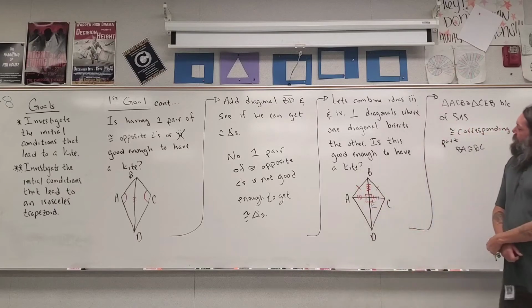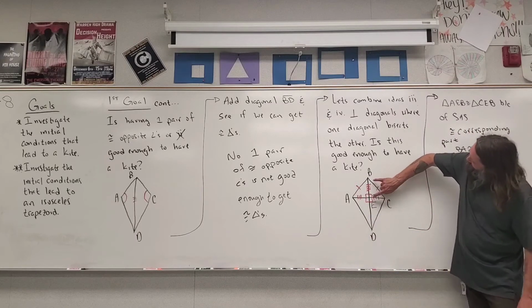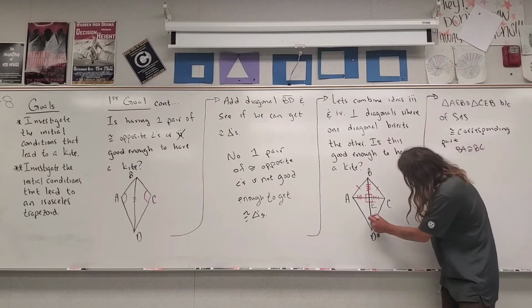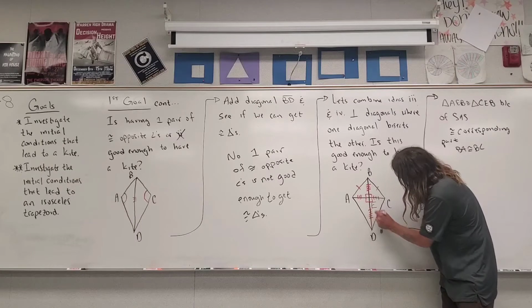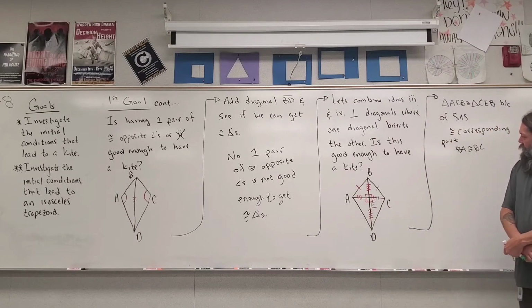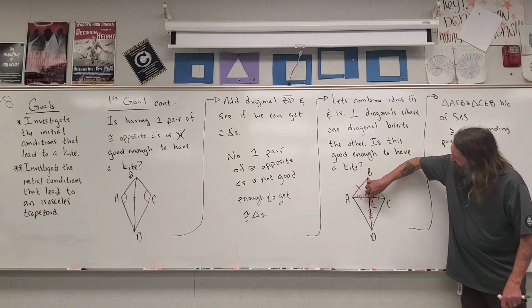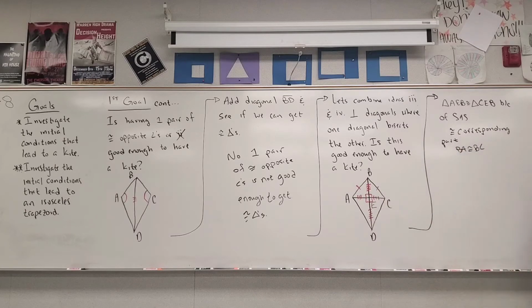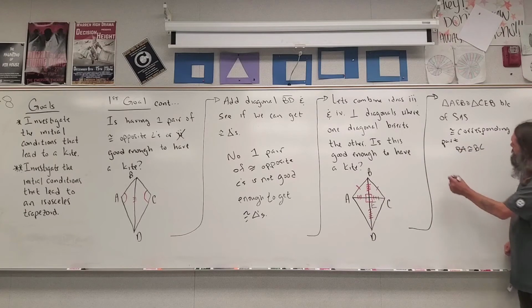Okay. Now, I can't assume that this is the same as that. So what I'm going to do is I'm going to put 5 marks here. 1, 2, 3, 4, 5. And again, I get 2 congruent triangles because of side angle side. So the second triangle, AED, is congruent to CED because of side angle side.